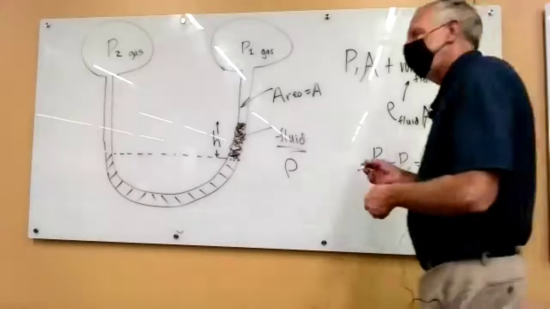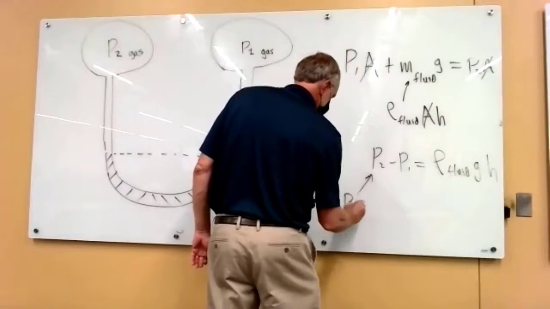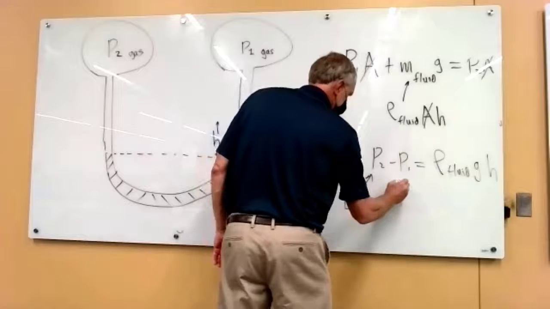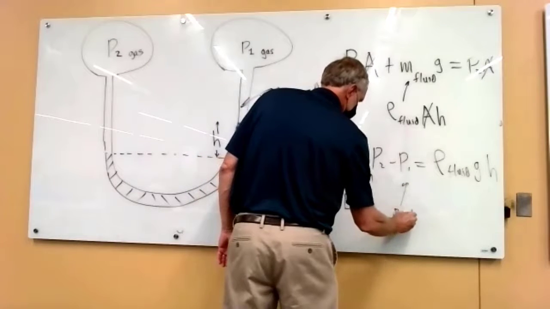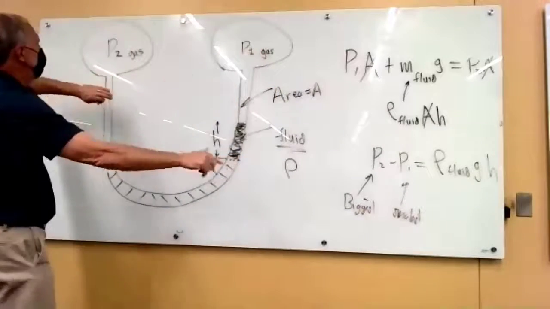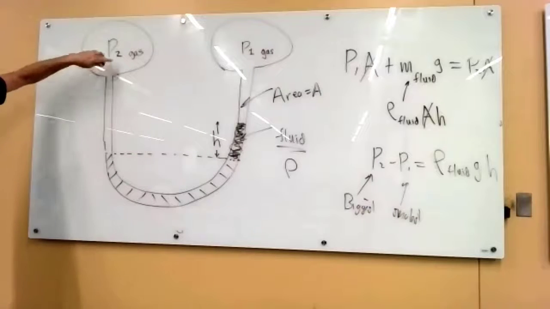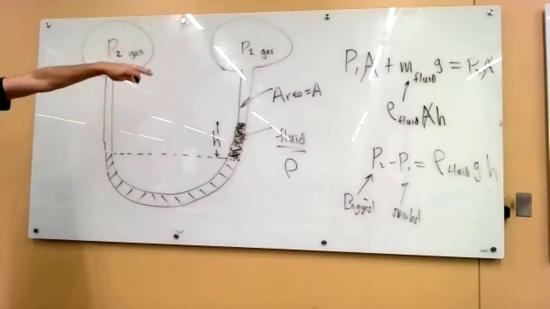So this is the clue. Just make sure that this is the biggest pressure and this is the smallest. No matter what the picture looks like, you put P2 on the side that is pushing the fluid up, and then the other one becomes P1, and it all works out.